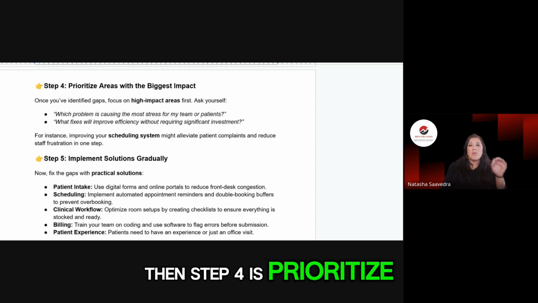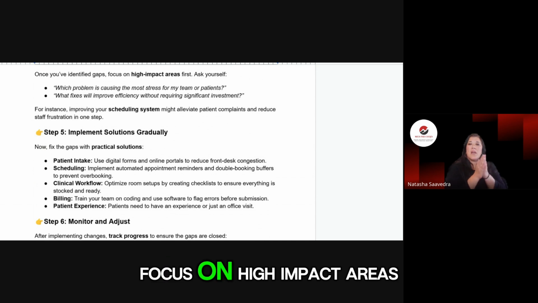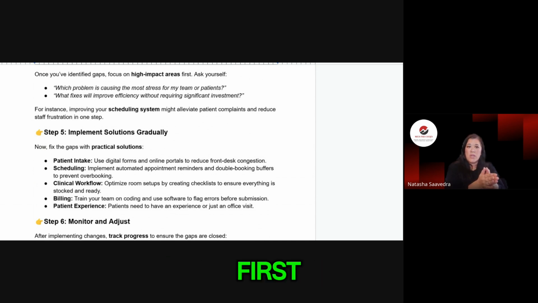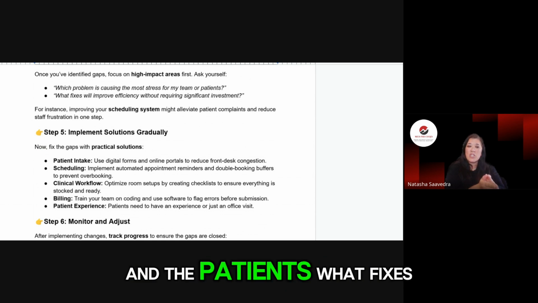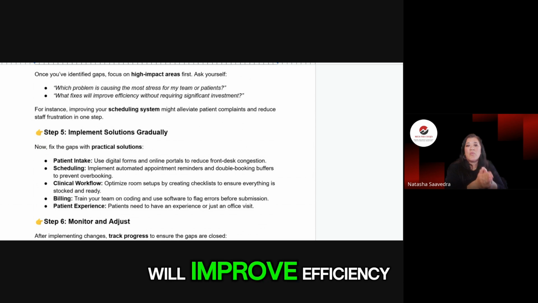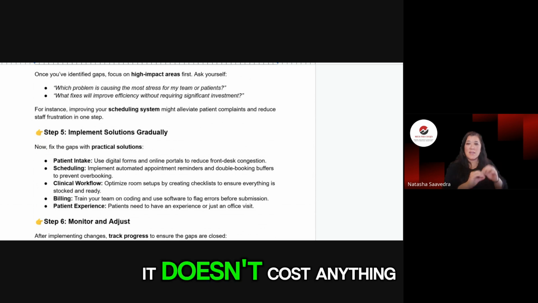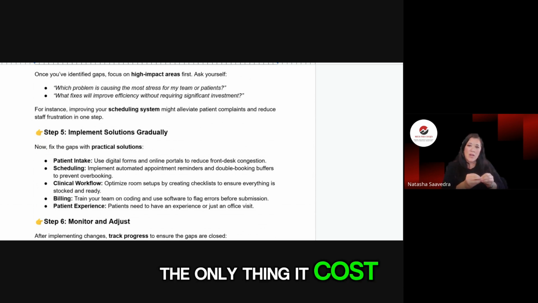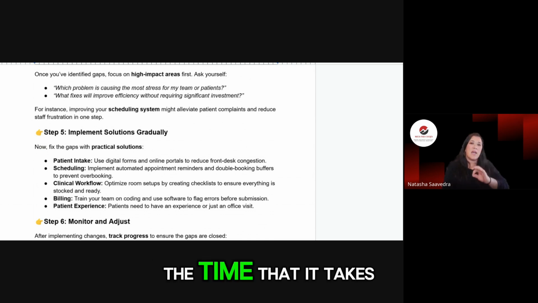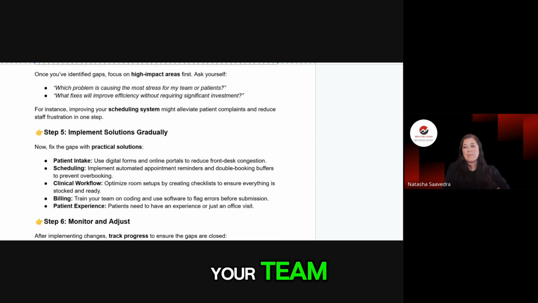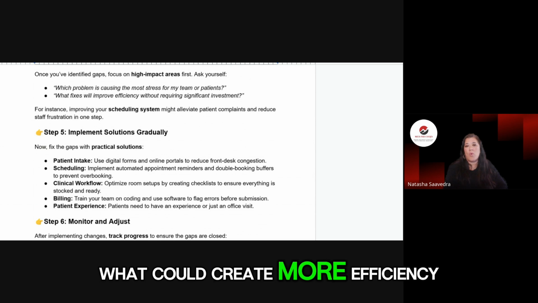Then step 4 is prioritize areas with the biggest impact. Once you've identified gaps, focus on high impact areas first. Which problem is causing the most stress for the team and the patients? What fixes will improve efficiency without requiring significant investments? And a lot of times it doesn't cost anything. The only thing it costs is your time to train and apprentice your team. The time that it takes to sit and meet with your team to find out how is everything running, what's missing, what could create more efficiency.